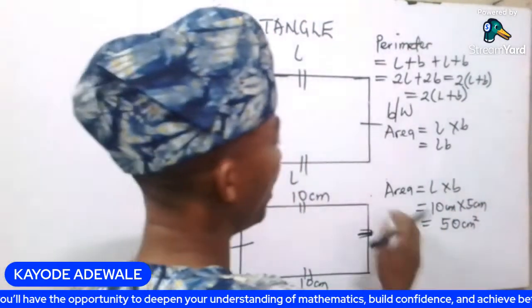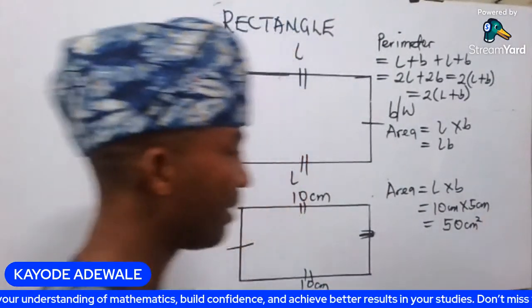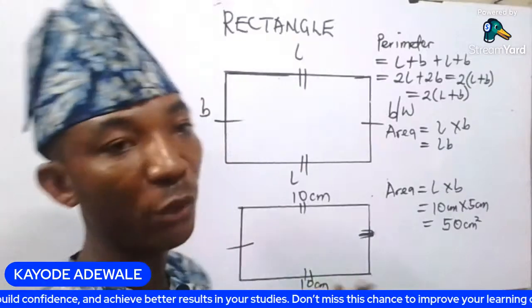Centimeter square. It means the unit of area is what? Is centimeter what? Centimeter square. We have come to the end of using the calculation for this now.